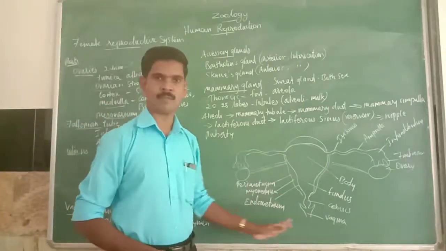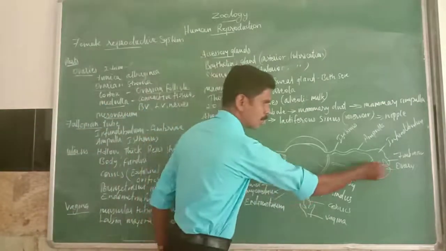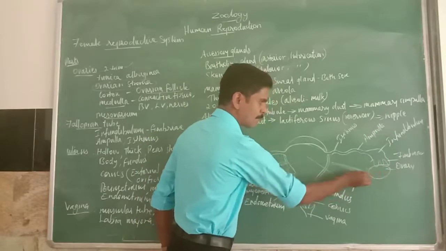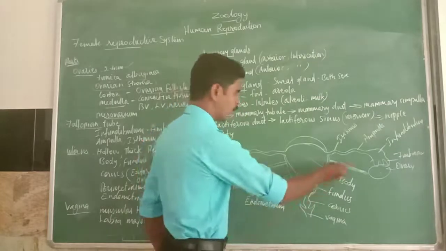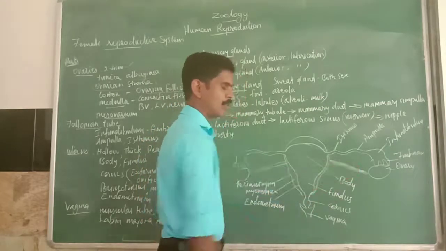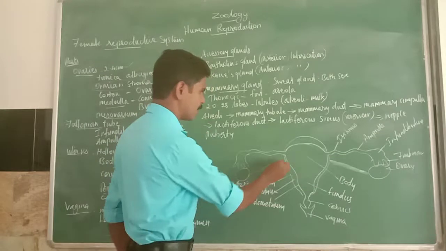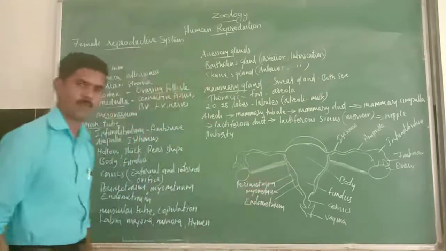This is the structure of the female reproductive system. Here this is the ovary. This ovary is connected with this uterus and the wall of the pelvic region through a structure called mesovarium. So this is the mesovarium, and here this is the mesovarium. Hope you understood this one.